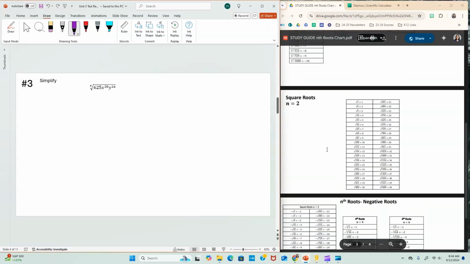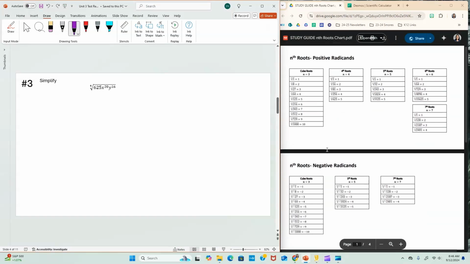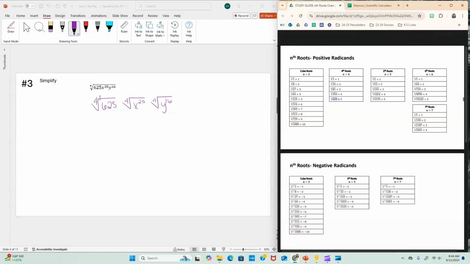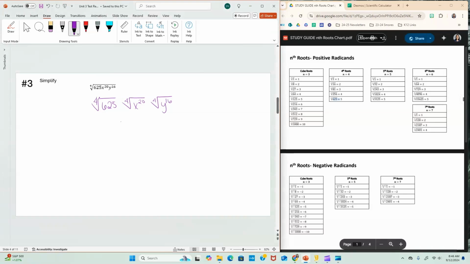Let's work on this problem. So here I have a fourth root. So I'm going to go back to my nth roots chart. And you see that we need to separate this out, right? So we're going to separate this as the fourth root of 625, and then the fourth root of x to the 20th, and then the fourth root of y to the 16th. Okay, so the fourth root of 625, notice on my chart, that is actually a root. So the fourth root of 625 is going to become 5.